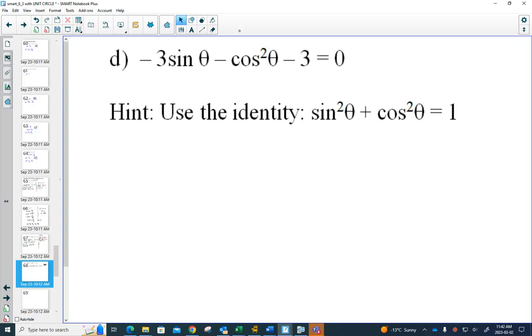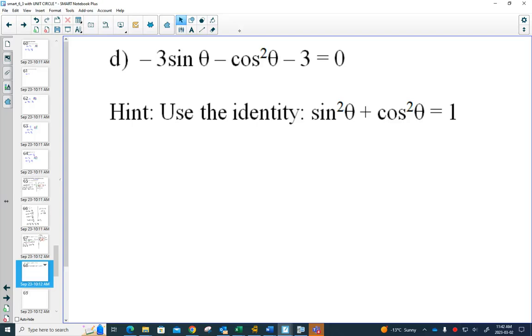Okay, now let's up the level of difficulty just a little bit. In D, we have -3 sine theta minus cos squared theta minus 3 equals 0. The difficulty increased here because what's squared is cos and what is by itself is sine. They're different, and you will not be able to factor if you have different variables or different trig functions.